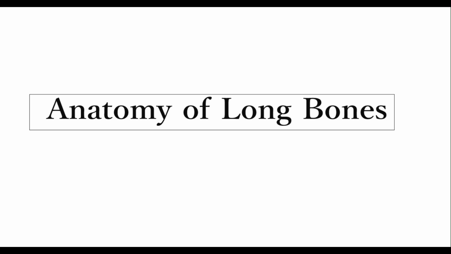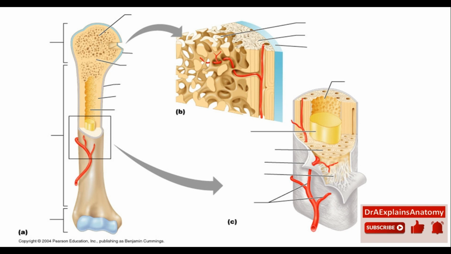Hello everyone, let's label together the long bones. First, we have two ends for all the long bones. This is the proximal epiphysis, which is closer to the point of attachment of that extremity, whereas this is the distal epiphysis, away from the point of attachment. The shaft is called diaphysis.